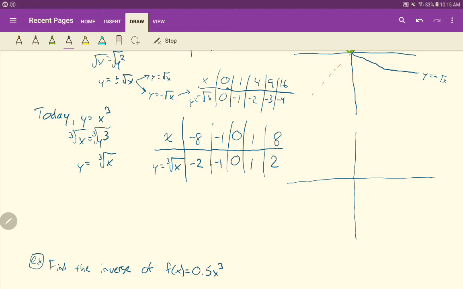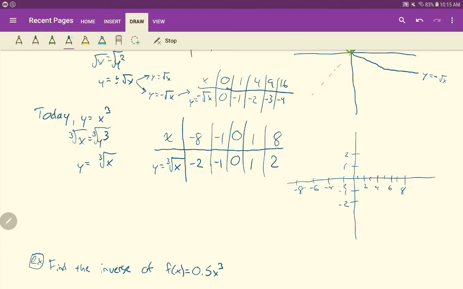And so I'll go over here and graph those. I'll count by 2's here on the x-axis. So 2, 4, 6, 8. Like that. And I'll count by 1's on the y-axis. Oops, I guess I should count by 2 this way. 2, 4, 6, and 8. Okay, and we'll plot our points.